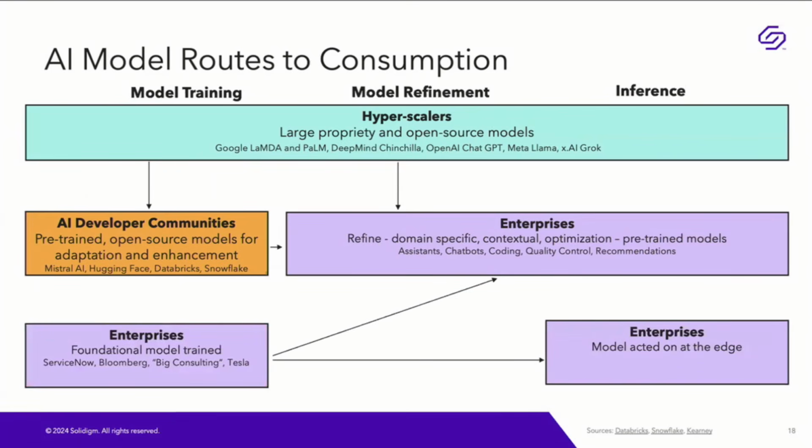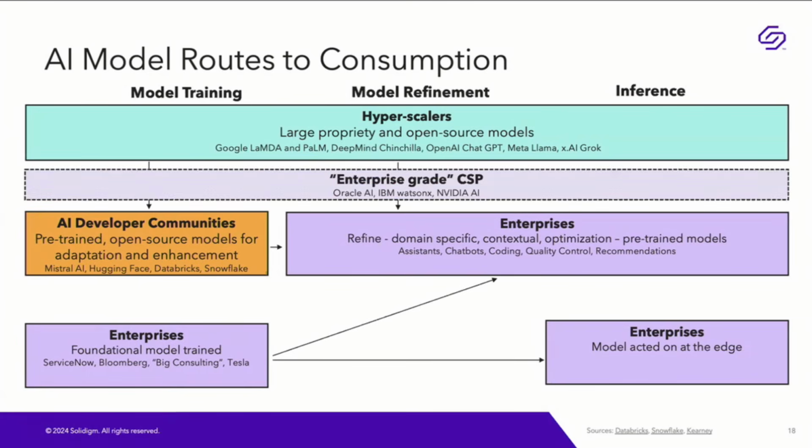And then finally, some of those enterprises are sophisticated enough to be building their own models from scratch. We see that as well, and again, that's a small but growing number of companies. So there's a lot of different ways that these things get built, a lot of different people building and using them. We also have enterprise grade CSPs, spanning the whole slide and involved in all the different stages from development to consumption.